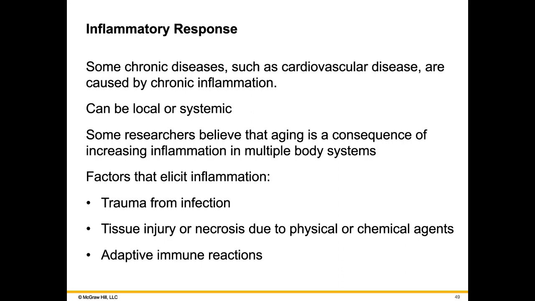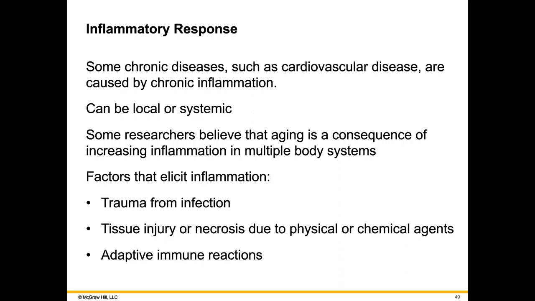Like we said, some of these chronic diseases, like cardiovascular disease, are caused by chronic inflammation. So, this can be local or systemic. We also believe, or at least some researchers believe, that aging is a consequence of inflammation over a long period of time throughout our life. Interesting thing again. So can we control inflammation?